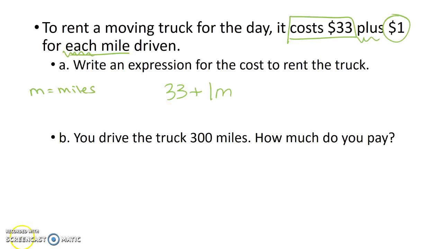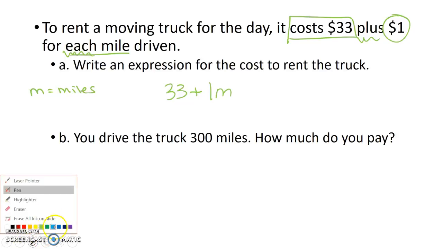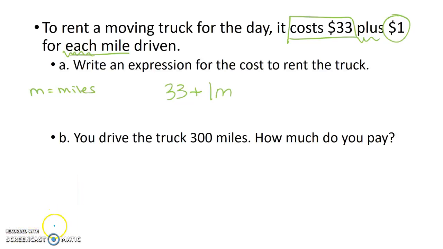Now here it says on part B, to use that expression, it says you drive 300 miles. How much do you pay now? So I'm going to use this expression from above. That 33 plus 1, and then here, 300 equals M.